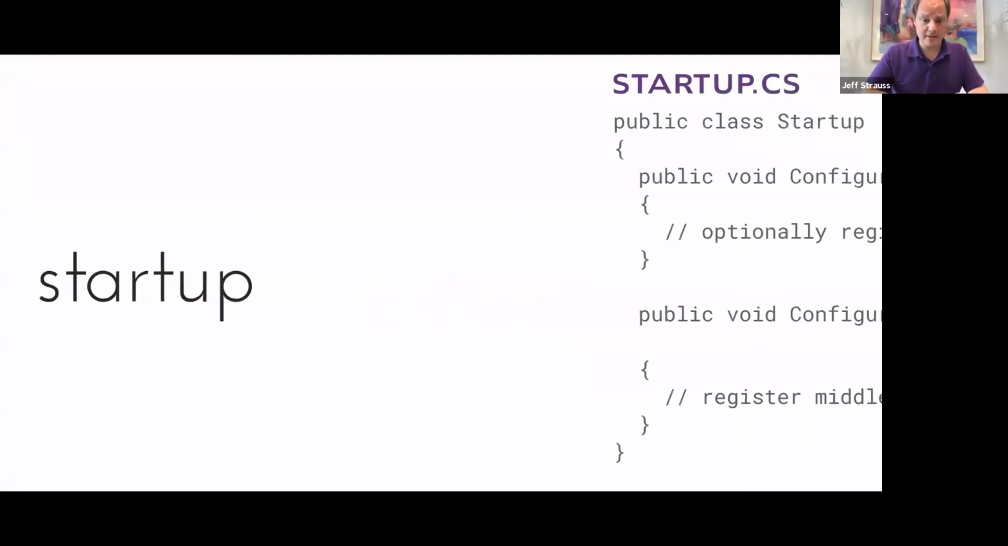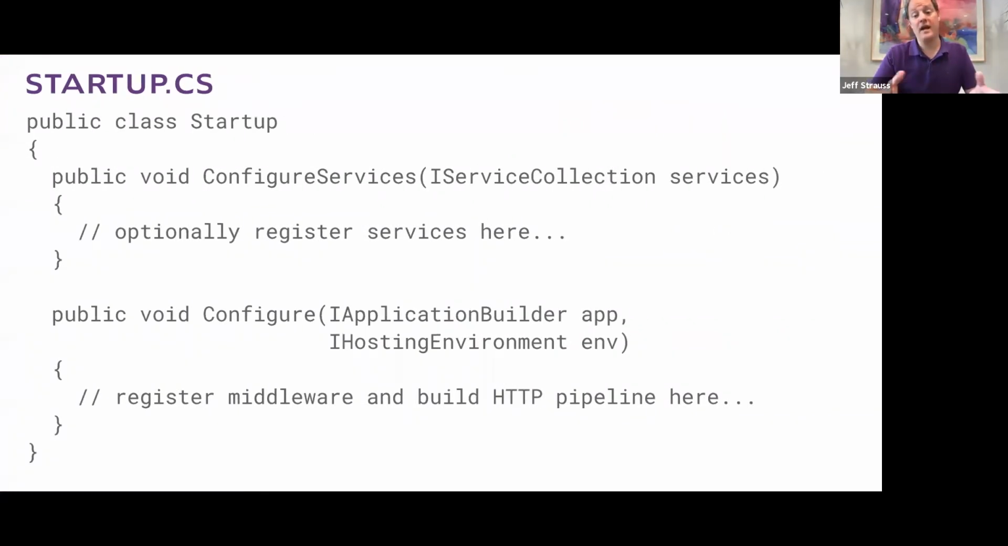Now the Startup class, by default, again, if you just load up an empty project, is going to look something like this. We're going to have two methods on it, a ConfigureServices method and a Configure method. The ConfigureServices method is actually optional. You don't have to have it at all. It doesn't have to do anything, and you don't even have to have it there.